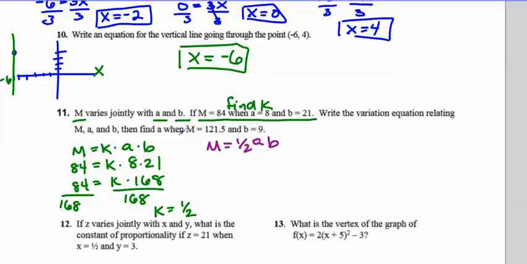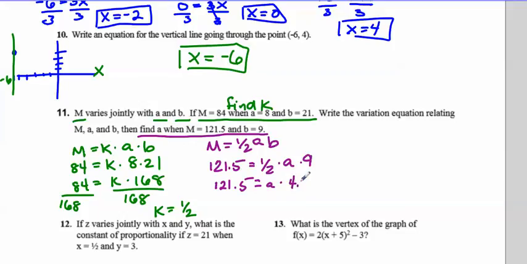Now what we're going to do is find a when m equals 121.5 and b equals 9. So m is 121.5, 1/2 times, we don't know a, and we know b is 9. So you do 9 times 1/2, and you get 121.5 equals a times 4.5. And then we divide both sides by 4.5. And we get a equals 27.